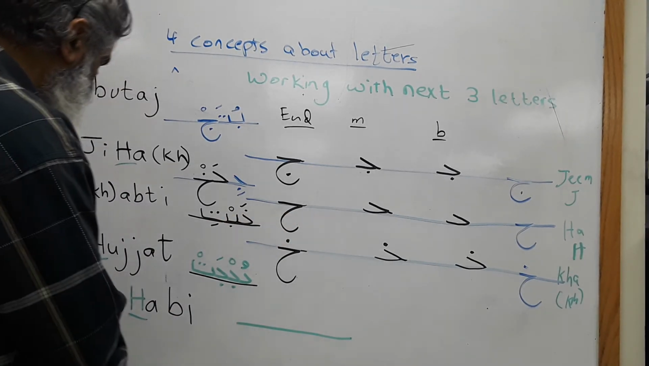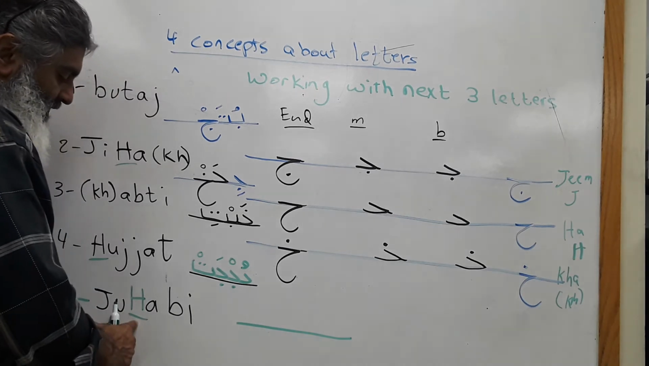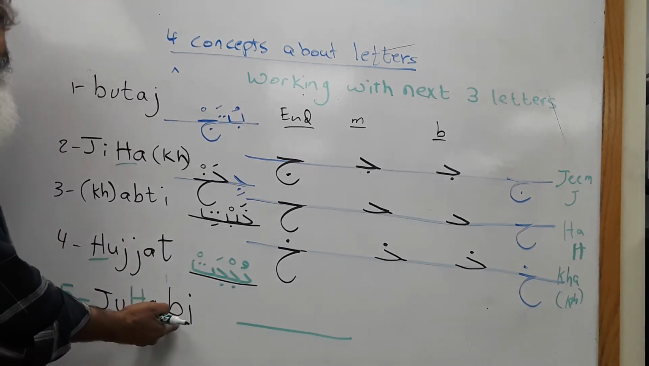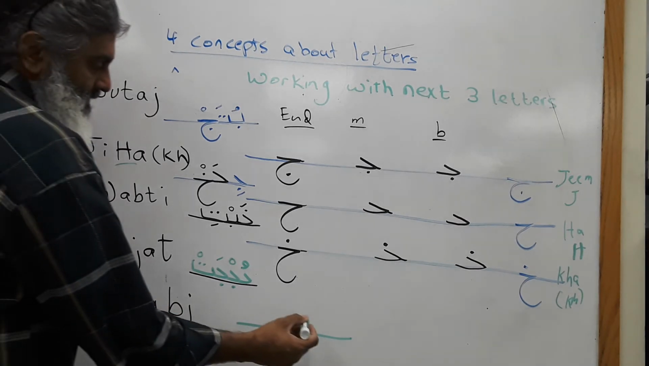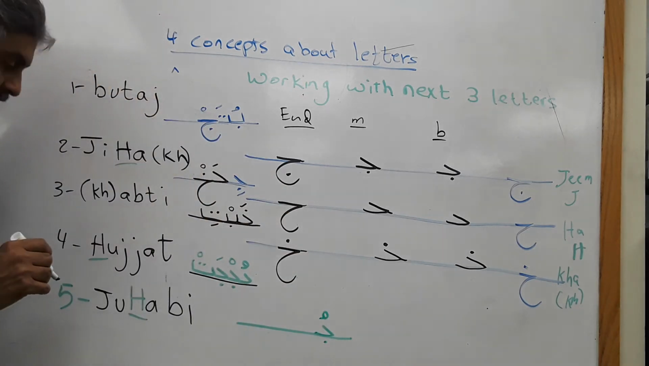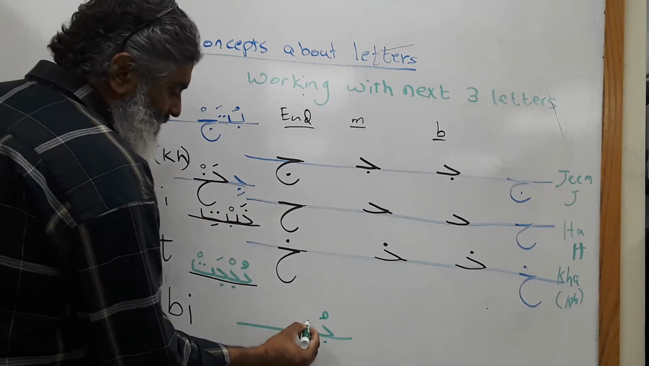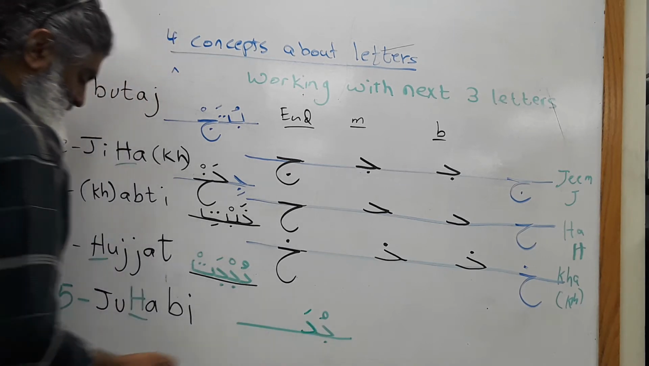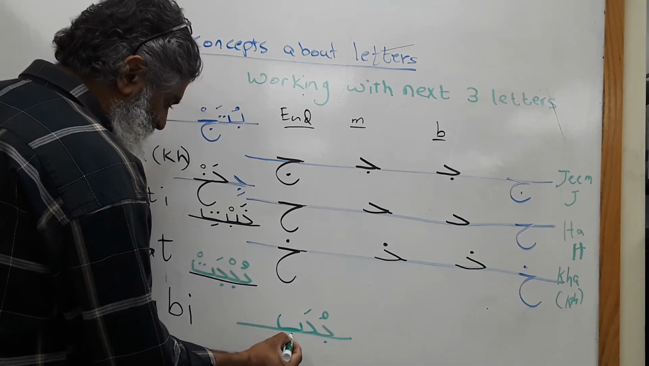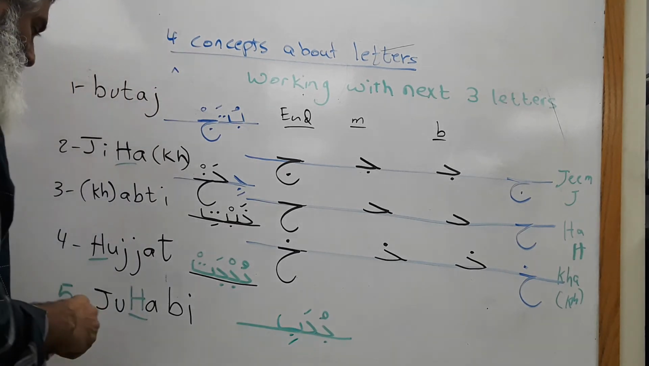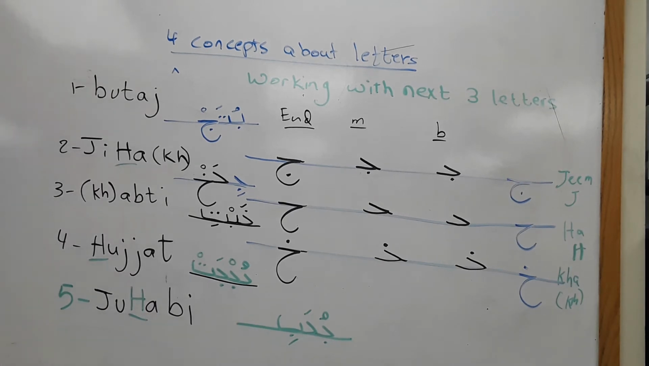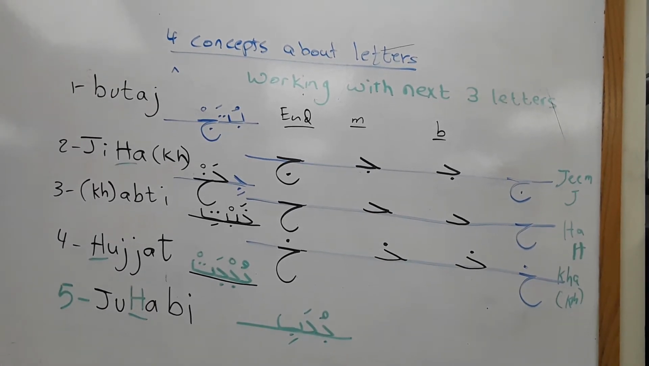Ha sound. Okay. Jeem with dhamma, middle form of ha with fatha, right? And finally end form of ba with kasra. Jeem with dhamma. Ha with fatha. Ba with kasra. So inshallah together this helps you to see how to work with these 3 letters.